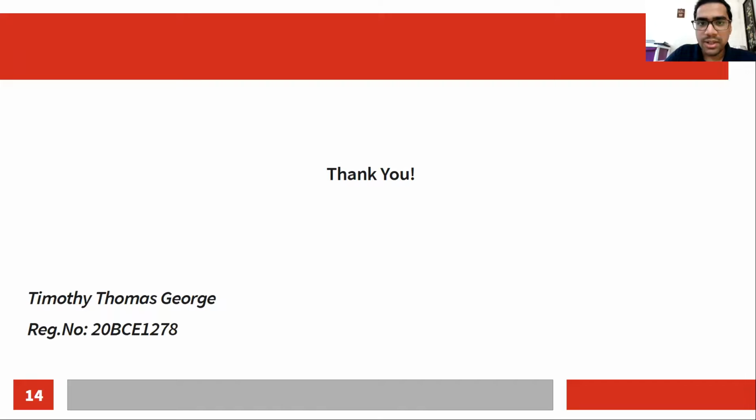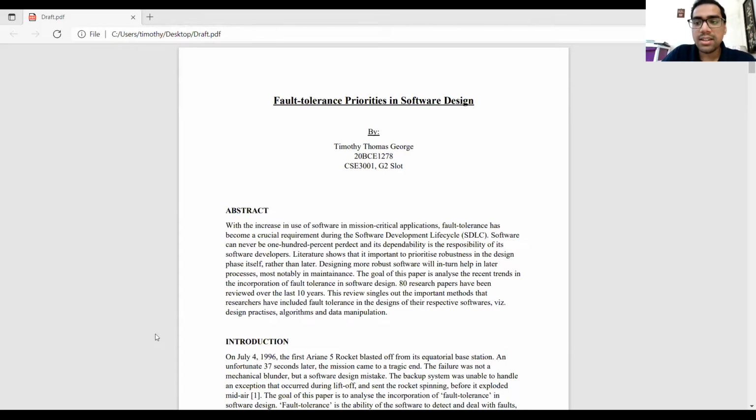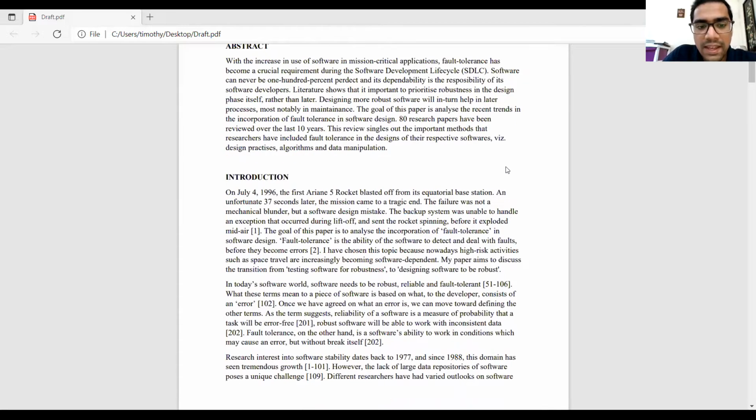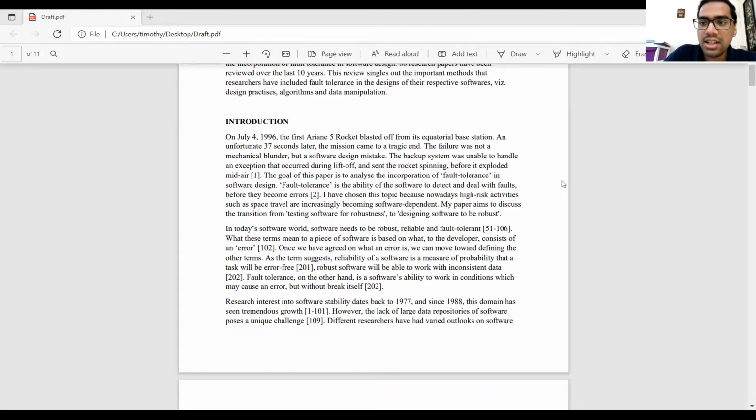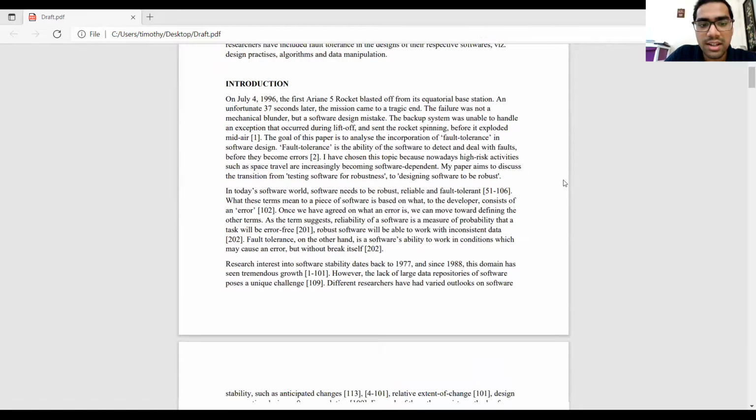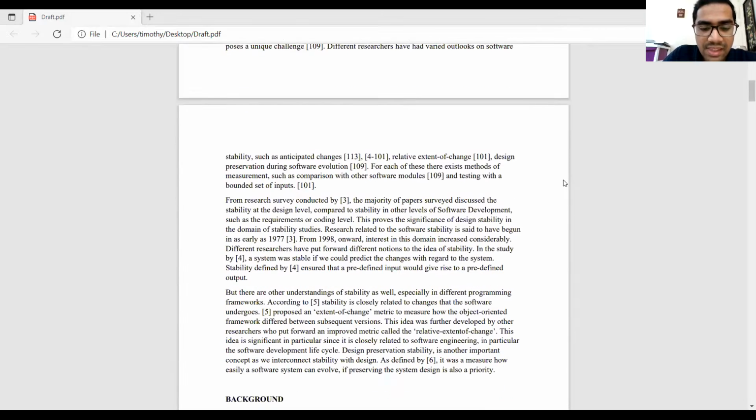Thank you. And now I will show my project report. This is the paper that I have tried to write on my review, fault tolerance priorities in software design. I have started with the abstract. Then I have given an introduction, and I've given one example where it is crucial that fault tolerance of the software was there. And I include here my initial research.